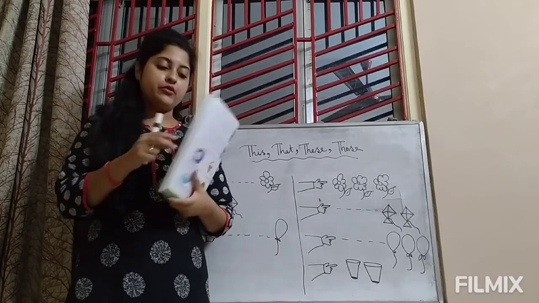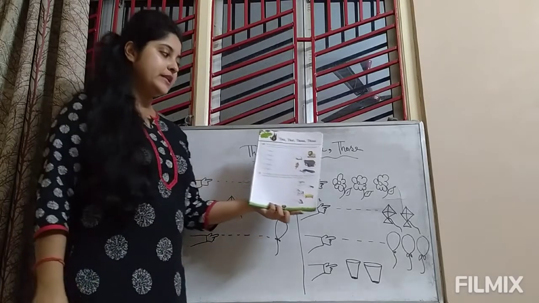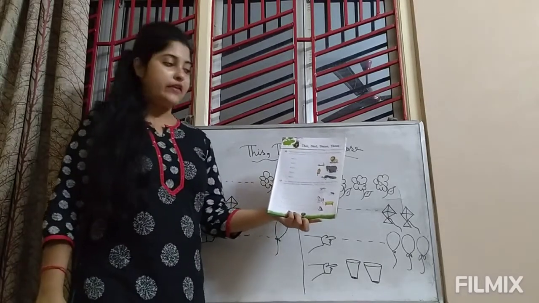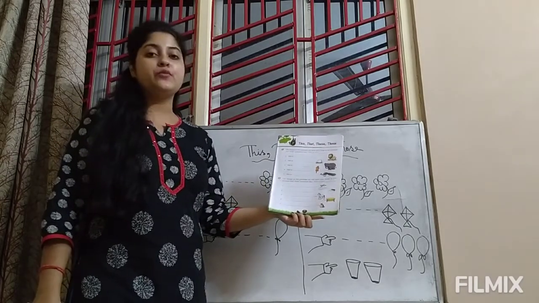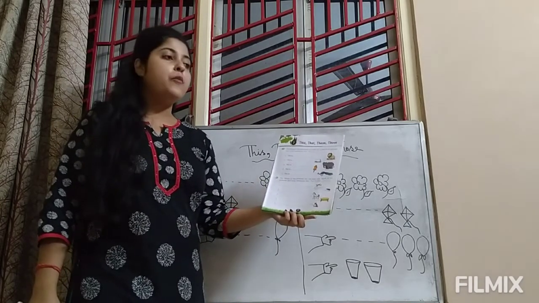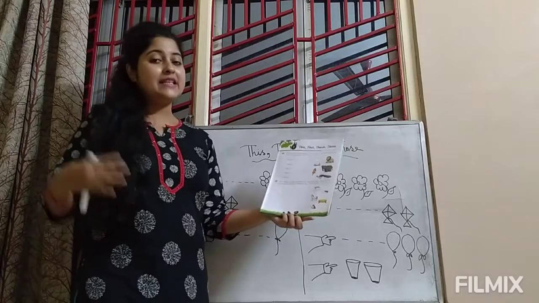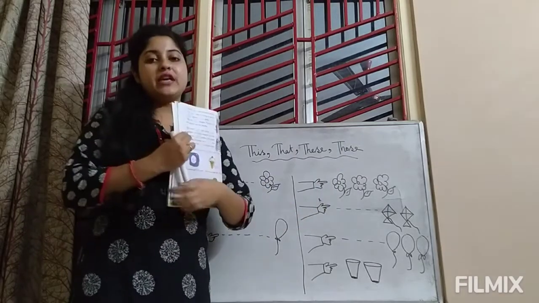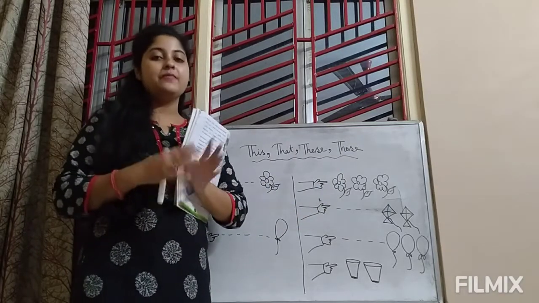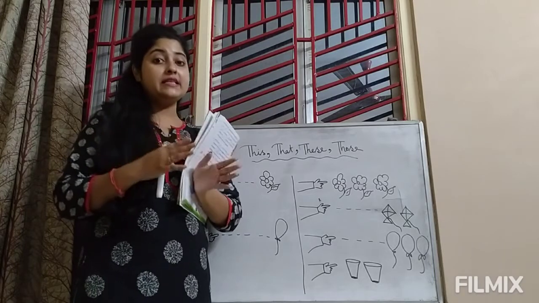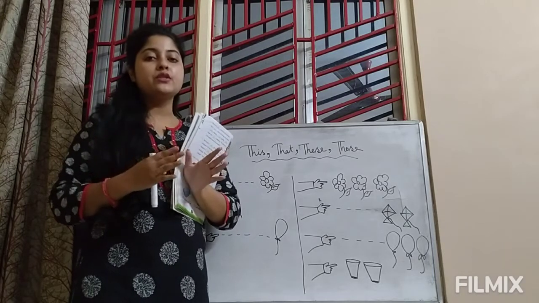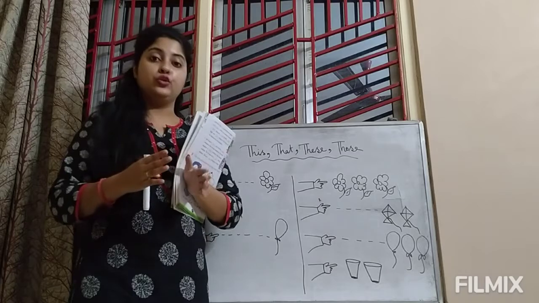Everyone open your grammar book at page number 27. Chapter 7. This, that, these, those. Page number 27. I hope all of you know about this and that. Today I will discuss this topic, this and that, and then I will tell you what is these and those, where we will use these and those.